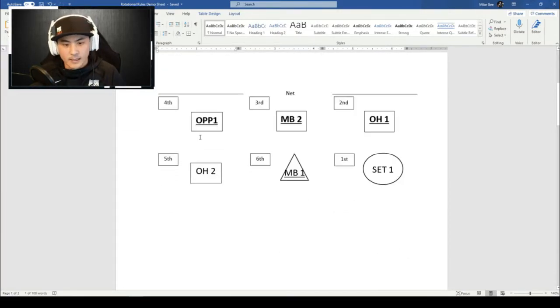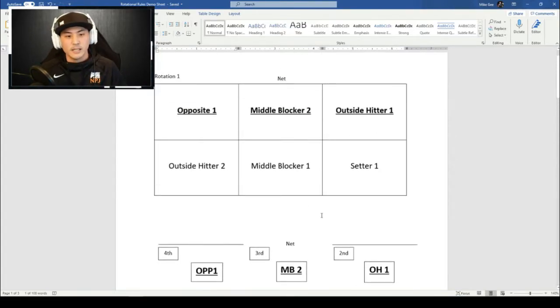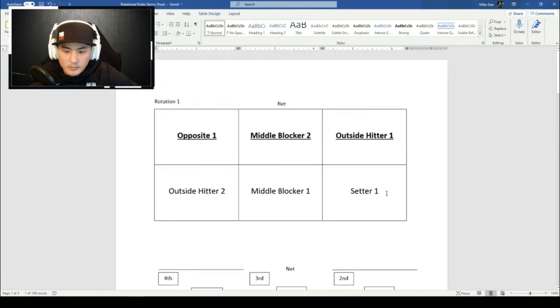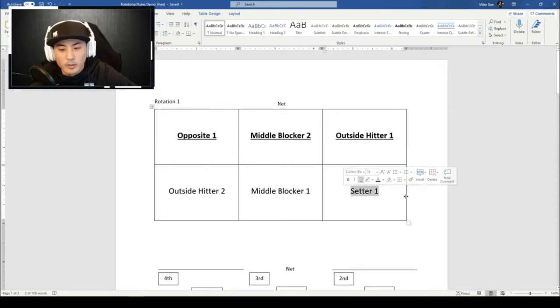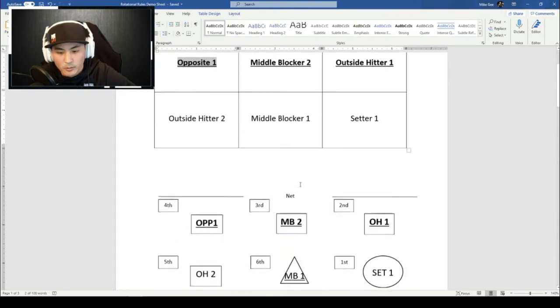The next link is that your zone or court position on the floor is also the same as the service order. So for example, in rotation 1, setter 1 is going to be the first server, followed by the outside hitter 1, middle blocker 2, opposite 1, and so forth.